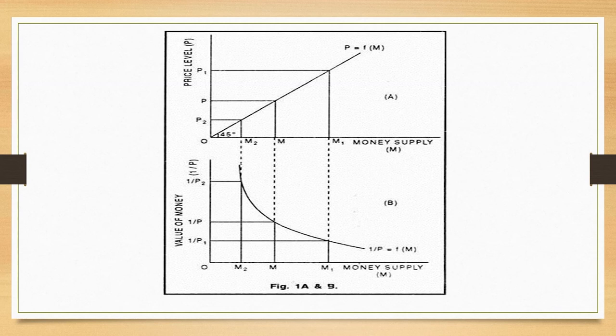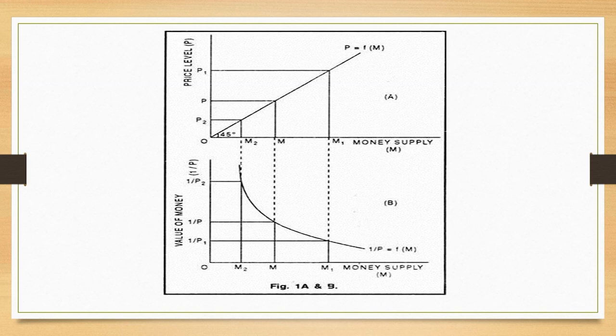Vice versa means if money supply decreases from M to M2, the price level decreases from P to P2, where the 45 degree angle curve shows that P is equal to F of M, which means that the price of the commodity is a function of money supply. Meaning the money supply influences the price level of the commodity.